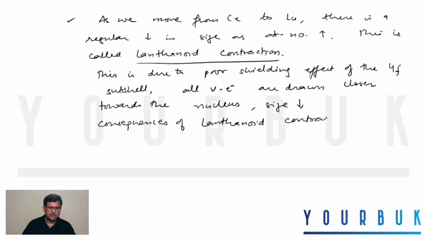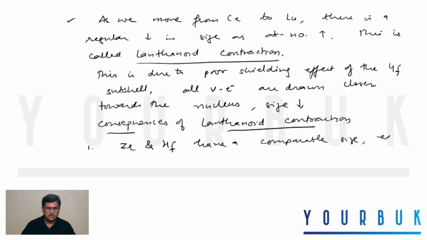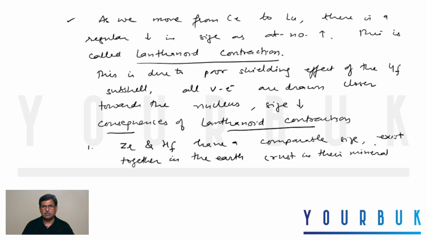Now the consequences of lanthanoid contraction. The first is, due to lanthanoid contraction, zirconium and hafnium have a comparable size and exist together in the earth crust in their minerals. In fact, all 5d series elements have a size comparable to 4d.